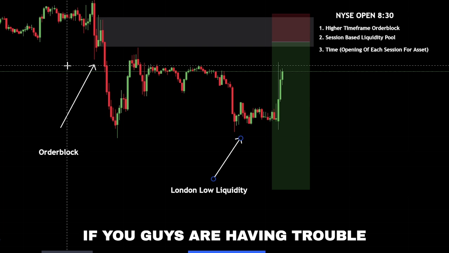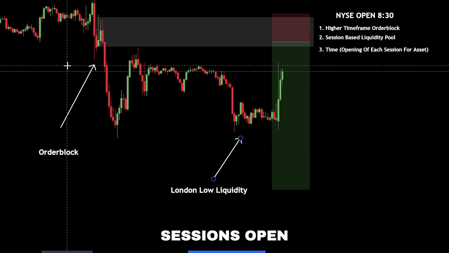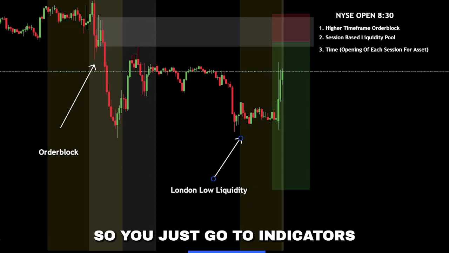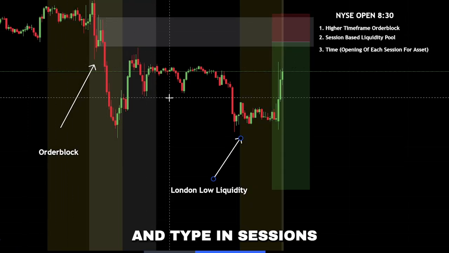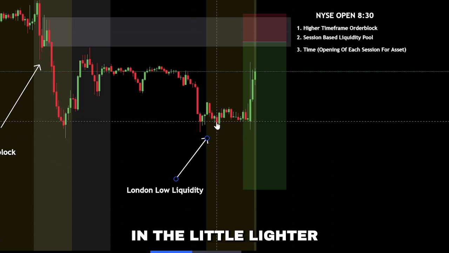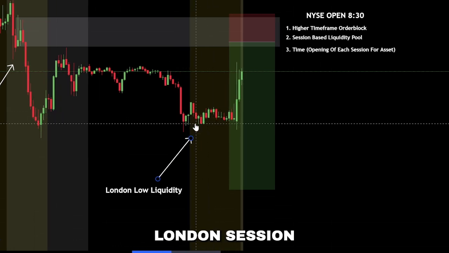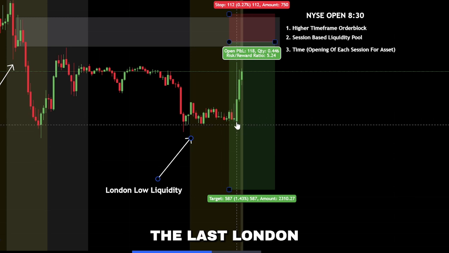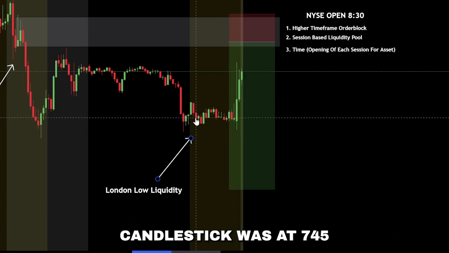Now, if you guys are having trouble knowing what time sessions open, an indicator that I use is just Sessions. So you would just go to indicators and type in sessions. Right here in the little lighter yellow, we can see that London session just stopped at 7. The last London candlestick was at 7:45.